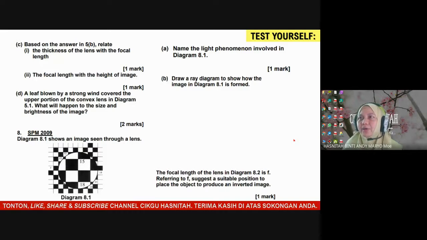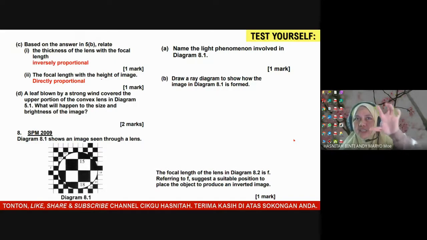Second, based on your answer, relate the thickness and the focal length. As we discussed just now, they are inversely proportional. When the lens is thicker, the focal length is shorter. Now relate focal length with the height of image. From the previous comparison, they are directly proportional. When the focal length is longer, the image is bigger.